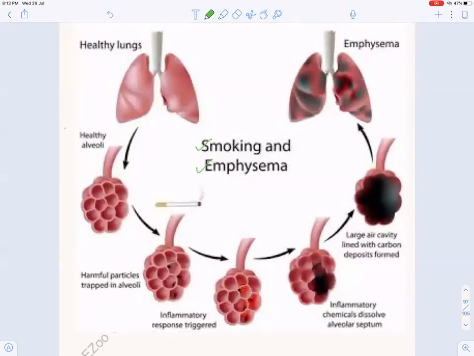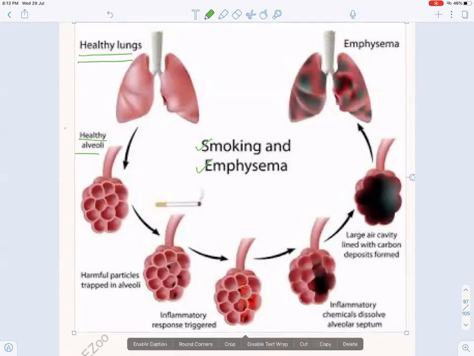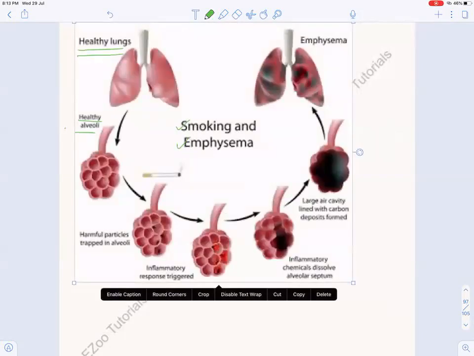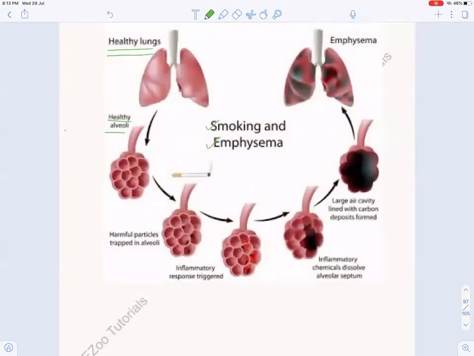Smoking and emphysema. These are the healthy lungs that we can see, and these are the healthy alveoli. Now what happens is that harmful particles get trapped in the alveoli. These particles are the oxidative toxins I told you about. Then I told you about the inflammatory response that is triggered, and the inflammatory chemicals dissolve the alveolar septum. See, these are getting dissolved.